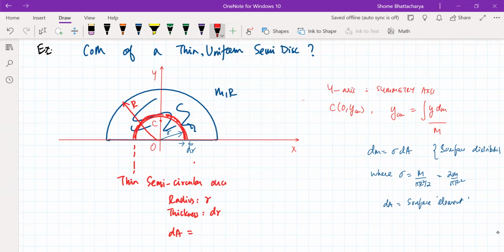The outer radius will be r plus dr, and the inner radius is r. So how much is the area enclosed between that outer radius and inner radius?